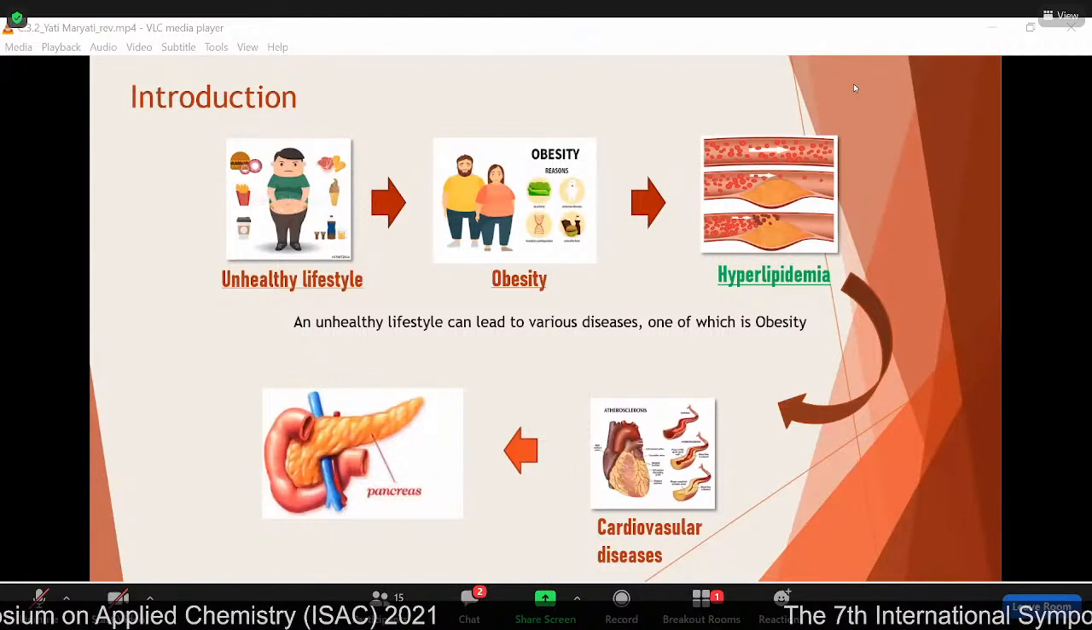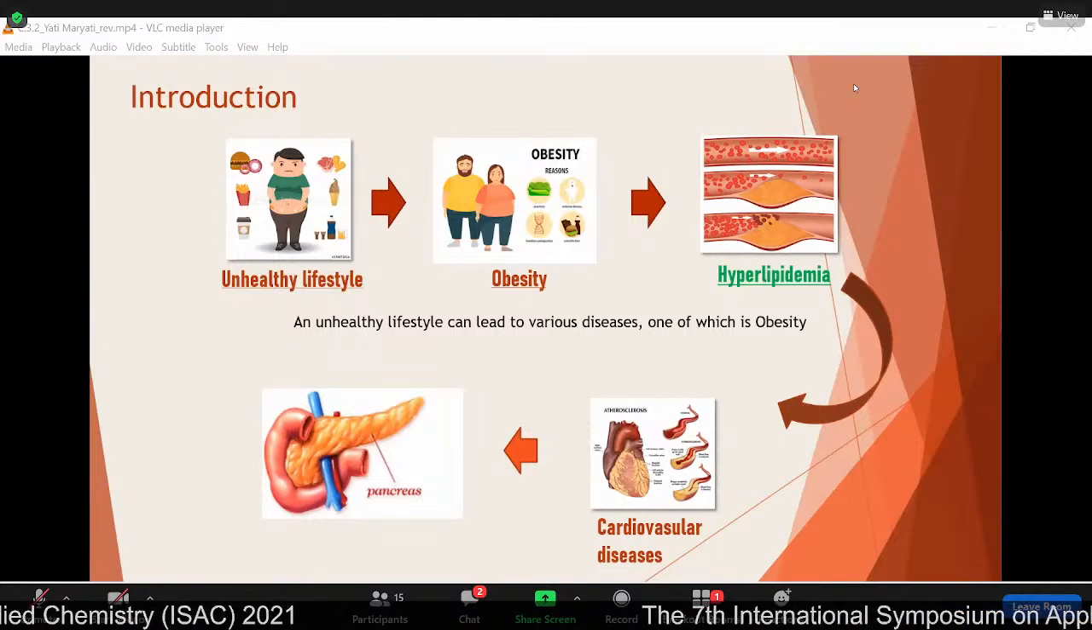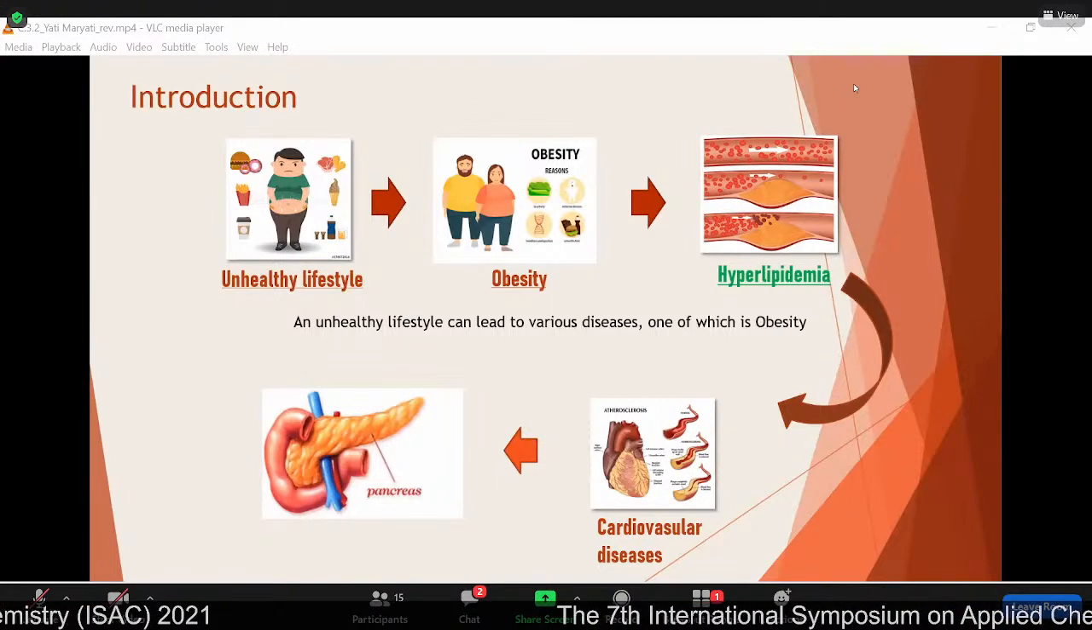Chemical drugs have negative effects if consumed continuously, so traditional medicine is best to use. For that, an effort to keep fat accumulation in the body in check is to consume food or functional beverages as a natural way.